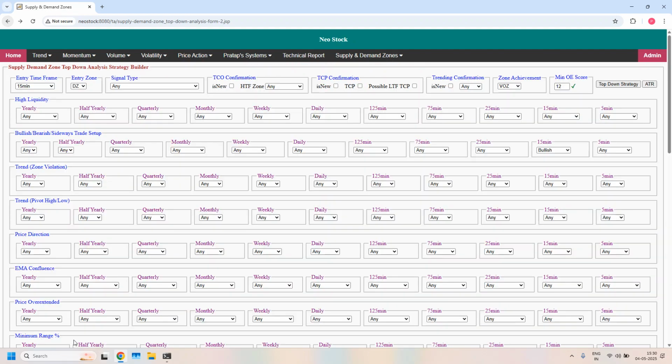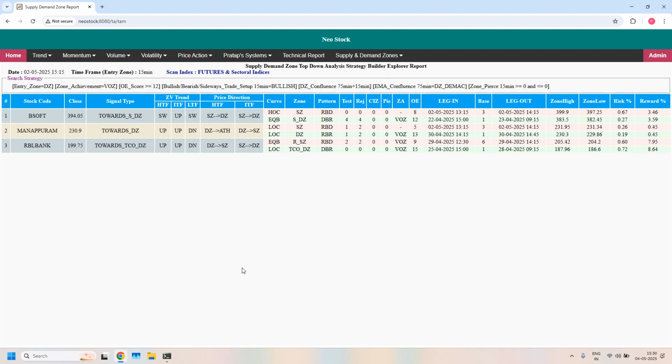So let's filter. In the EMA confluence at 75 minutes time frame, and checking 75 minutes demand zone having daily EMA confluence or not. So with this filter, we got 3 stocks. So these 3 15 minutes demand zones are having more high probability to get success. See, that is the reason why Birlasoft is already tested 4 times.